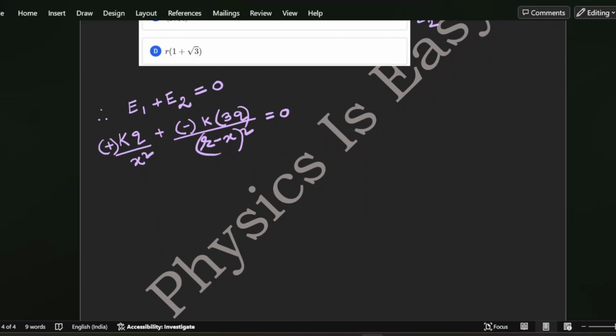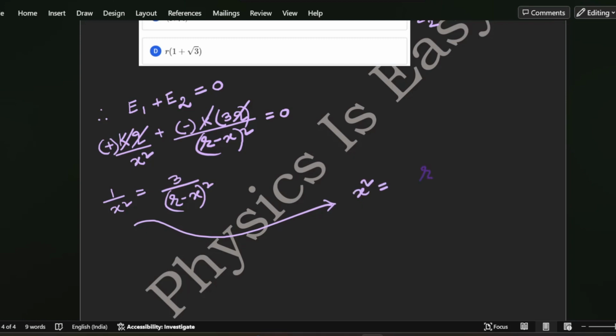Now we can simply solve this. It's a very easy question. First of all, we can remove the common terms, and this term going to the right hand side, this minus will become positive, so we will be left with 1 by x square is equal to 3 divided by r minus x whole square. We can take the reciprocal of both sides, and we will get x square is equal to r minus x whole square divided by 3, you can write it like root 3 whole square.